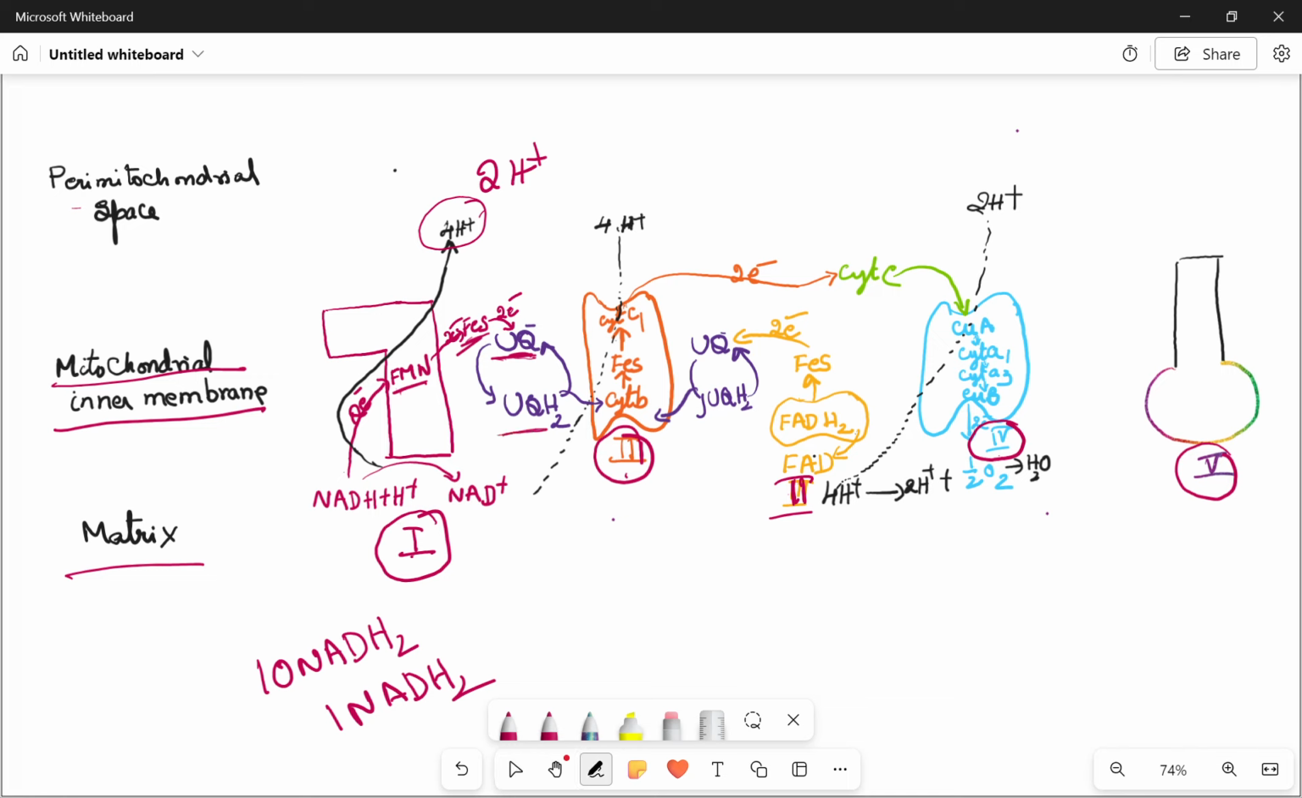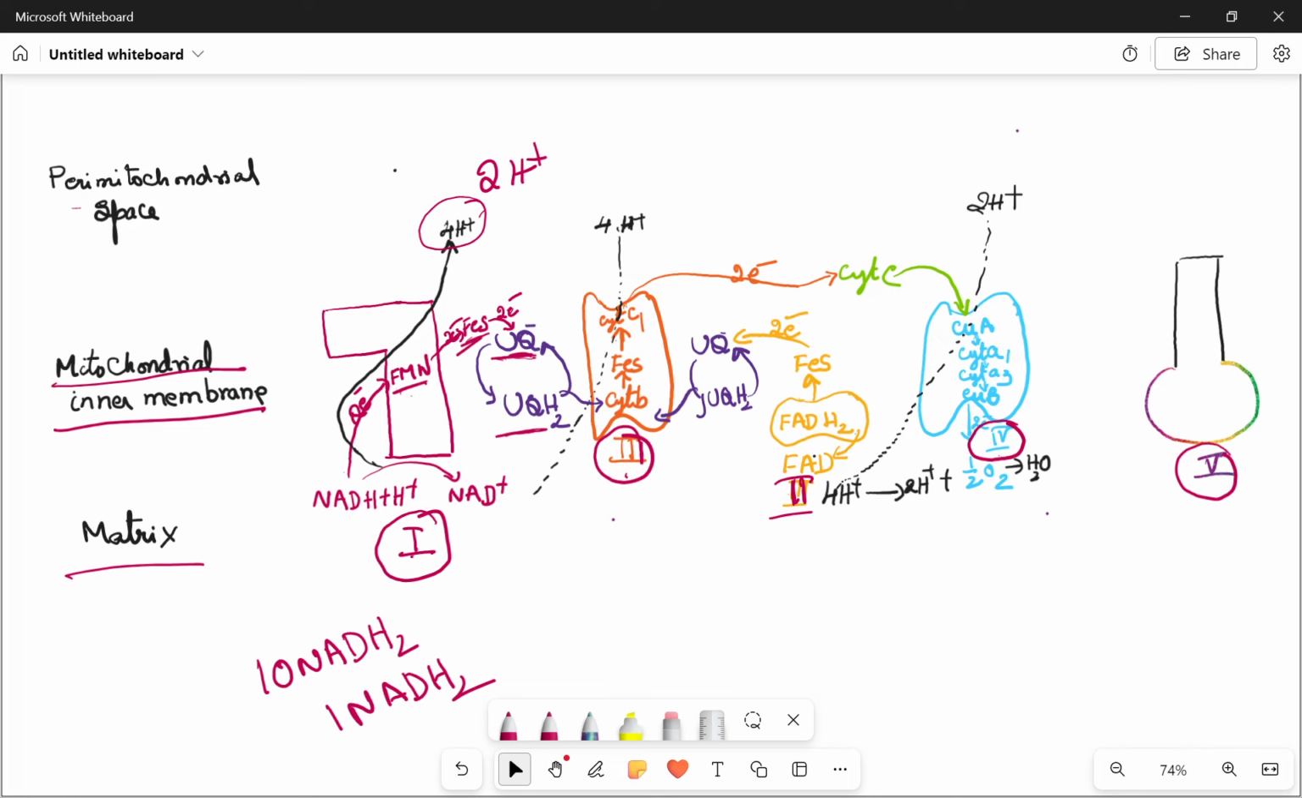Ubiquinone is reduced to ubiquinol. Got it till here? From one NADH, 2 protons and 2 electrons are released. These 2 electrons are passed through FMN, FES and reach ubiquinone, and it is reduced to ubiquinol. In the intermembrane space, 2 protons are there.